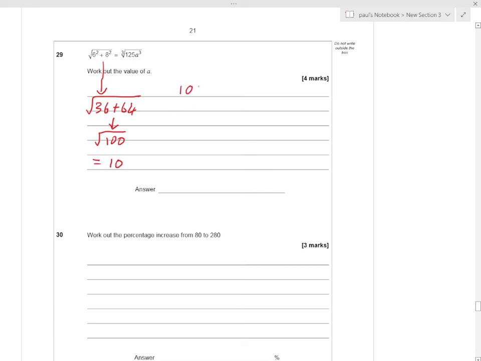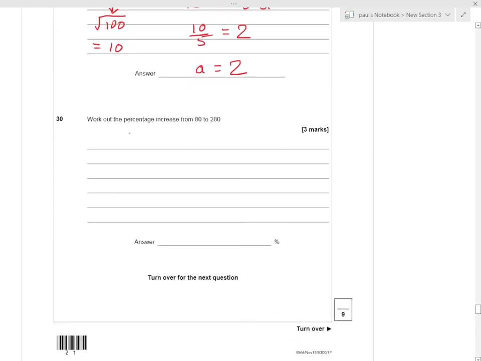So now we've got 10 equals the cube root of 125a cubed. The cube root of a cubed is just a, and the cube root of 125 is 5. So you've got 10 equals 5a, divide by 5, and it equals 2. So a equals 2.